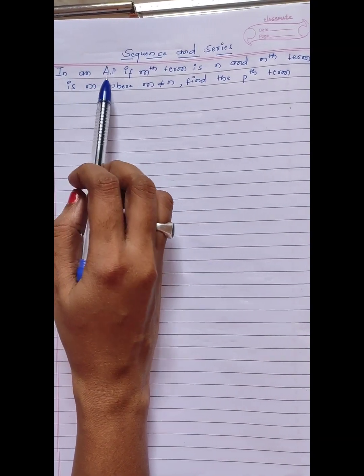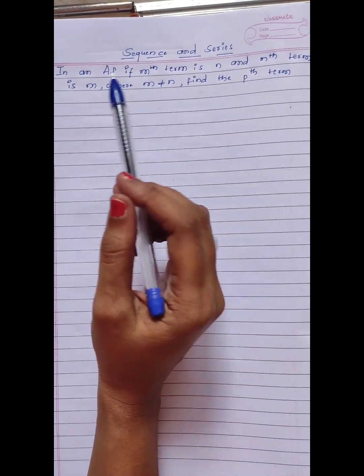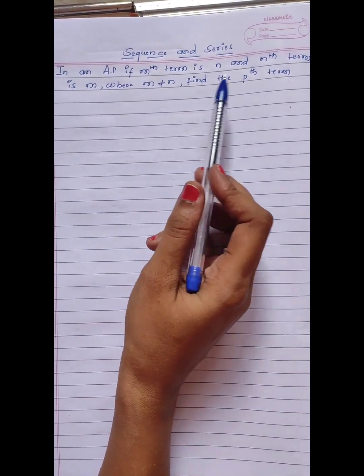The problem is: in an AP, if the mth term is n and the nth term is m, where m is not equal to n, find the pth term.